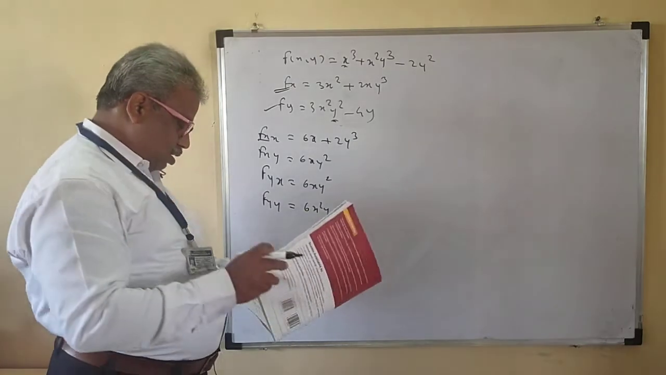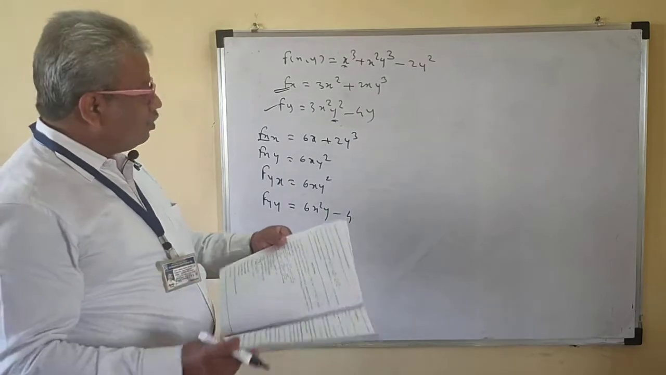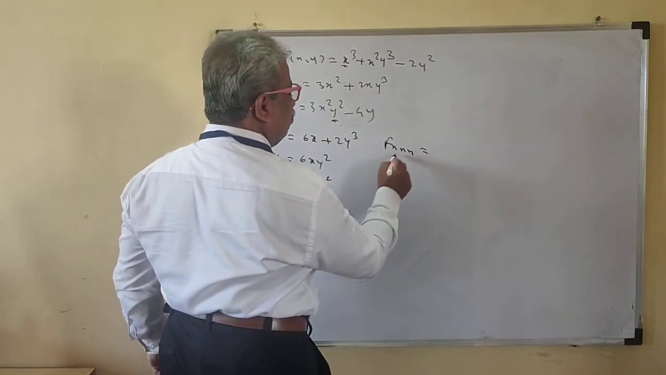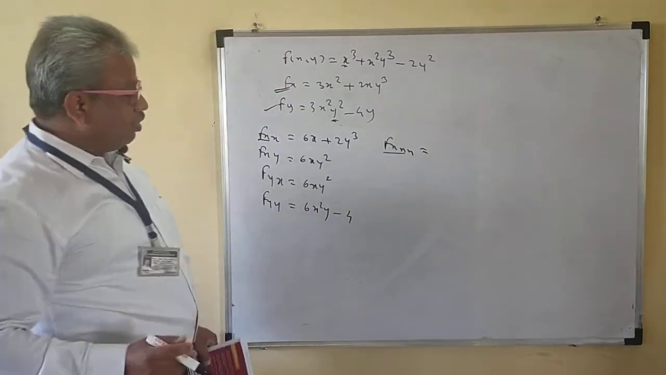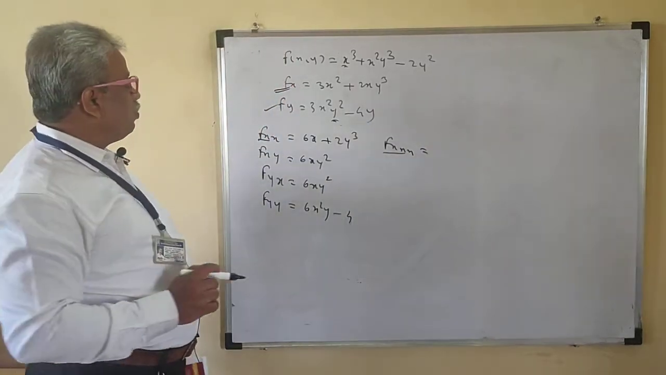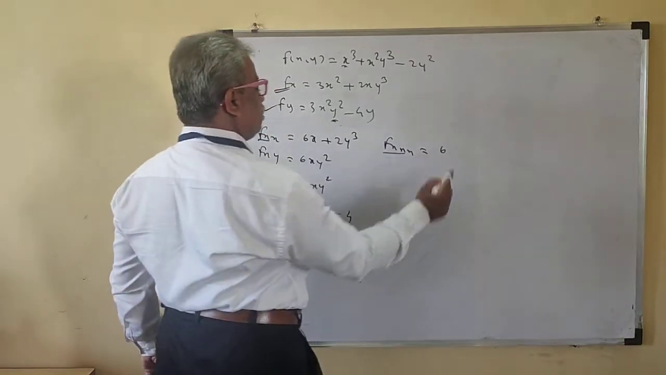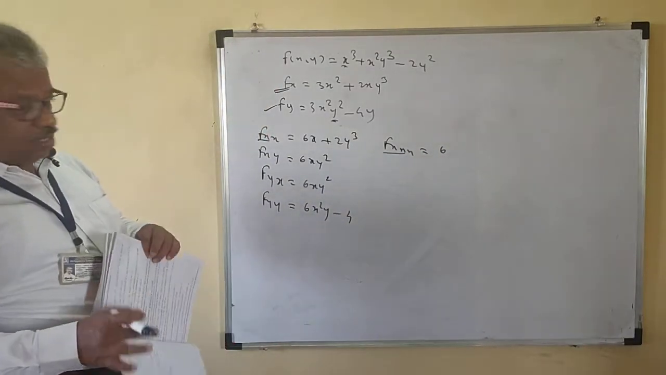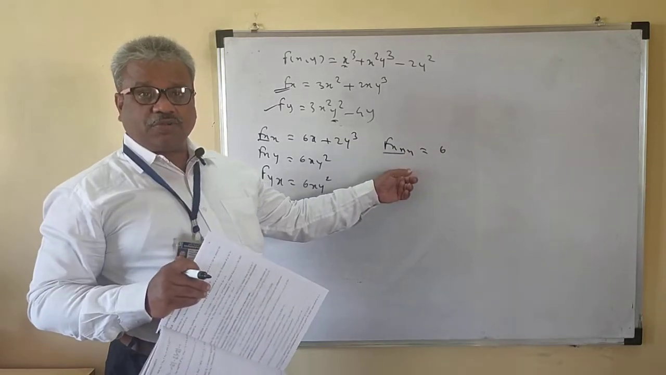So you can try to solve a number of problems. Even though you can differentiate f_xxx also. f_xxx means you have to differentiate three times with respect to x. This is your f_x. So this is 6. So orally also you can do this one. This is the third order partial derivative with respect to x.